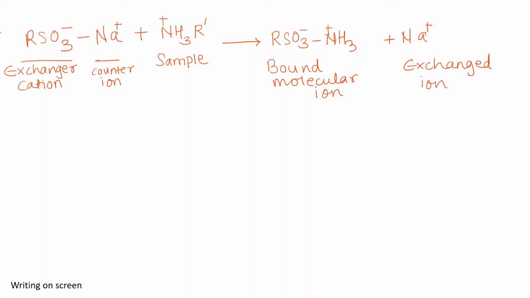And the other ions which could not bind because of their lesser affinity will just flow down along with the mobile phase, and this is how the separation is achieved.